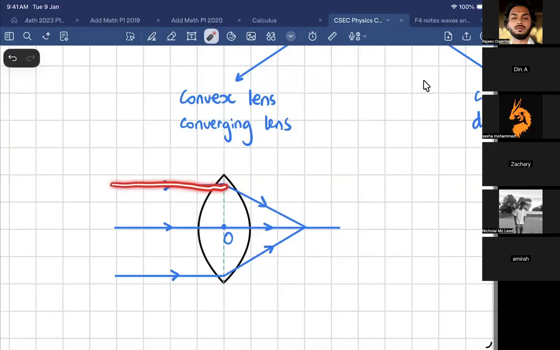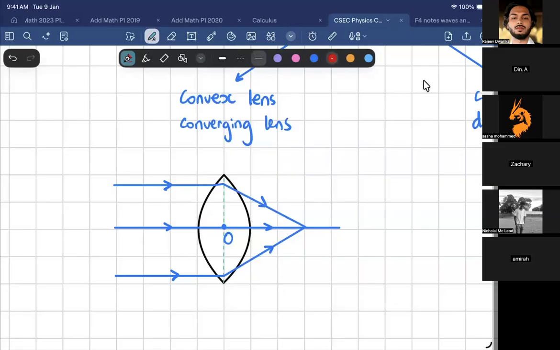We have these lines here parallel to the principal axis. You'll see what the principal axis is just now. All of these lines are parallel. When they pass through the lens, all of them converge to a point. The light ray passing through the center just goes straight through. But the main thing you should see is that they converge at a point. That point is called the focal point. Understand?